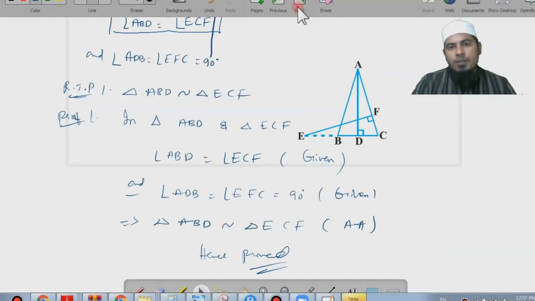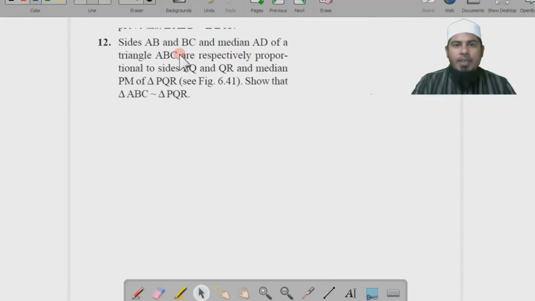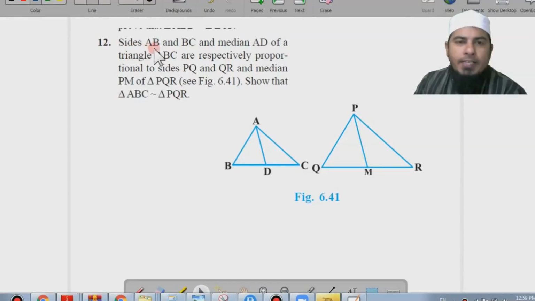Let's take the next question. Yes, let us understand the question for this one. What does this question tell us? Let us understand this with the help of the diagram. Sides AB, BC and median AD of triangle ABC are respectively proportional to sides PQ, QR and median PM of triangle PQR. Show that triangle ABC is similar to triangle PQR. So let us solve this question.